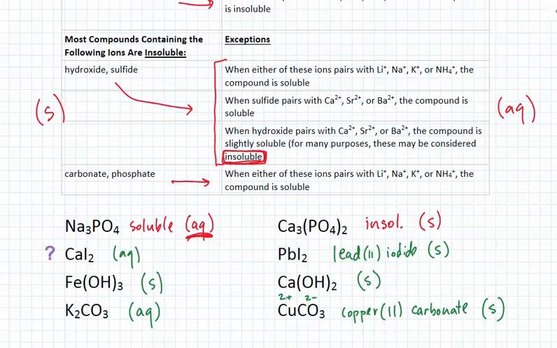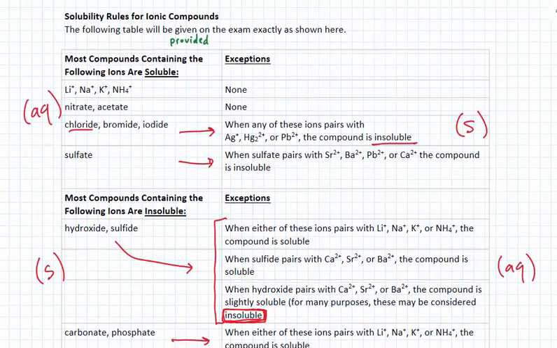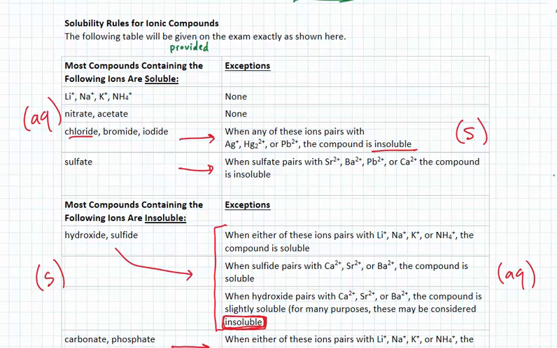Okay. So again, you don't need to memorize these. Solubility rules will be provided for you. You need to know how to use this table. You need to know what these ions are, whose names are given here.